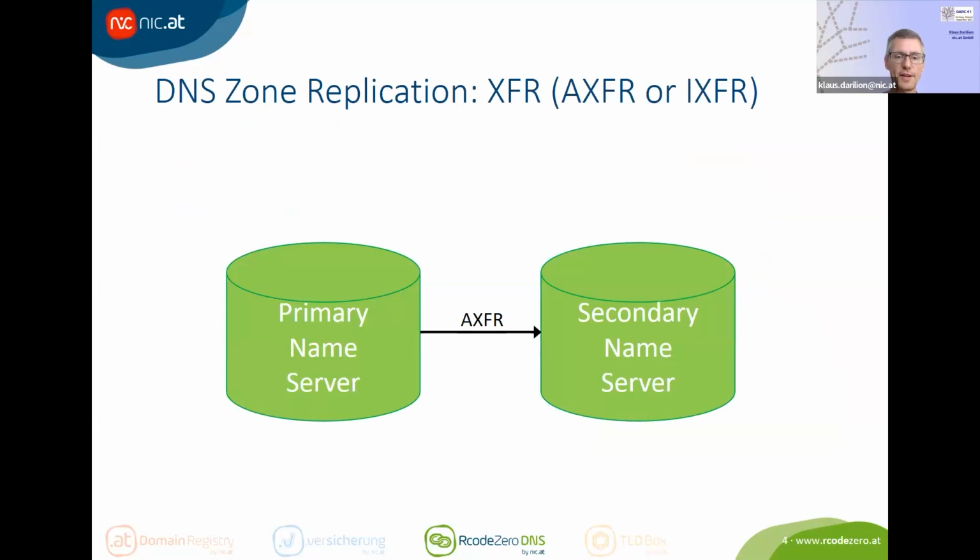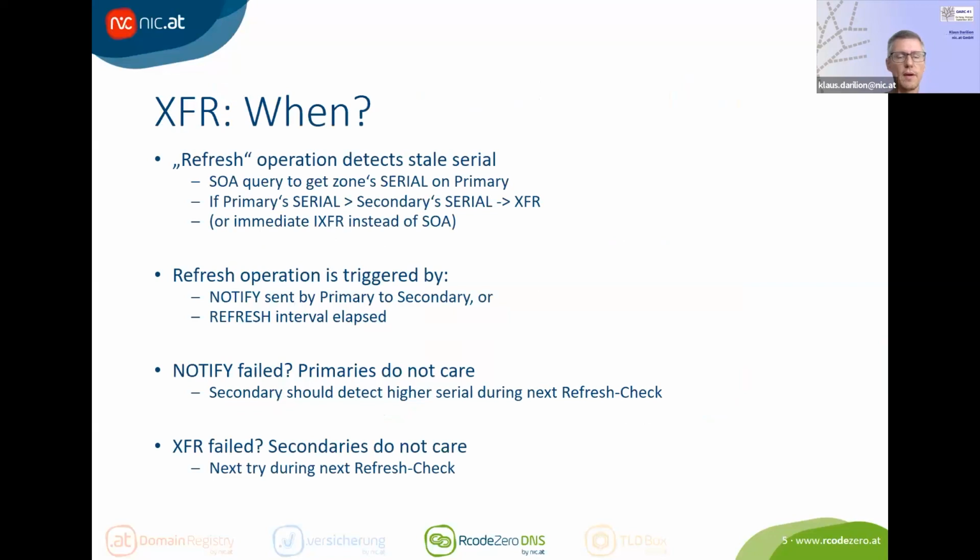As probably everybody knows, DNS zone replication in the DNS protocol works via XFR or IXFR. We have a primary nameserver and a secondary nameserver, and the secondary nameserver fetches the zone from the primary nameserver using zone transfer. So that's true. The question is, when is a zone transferred?